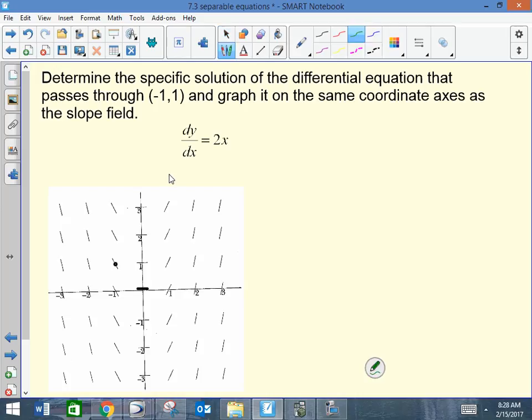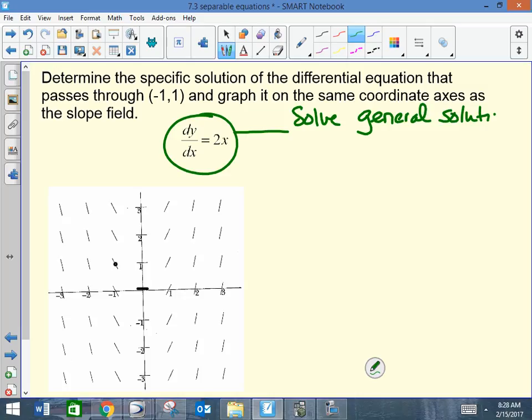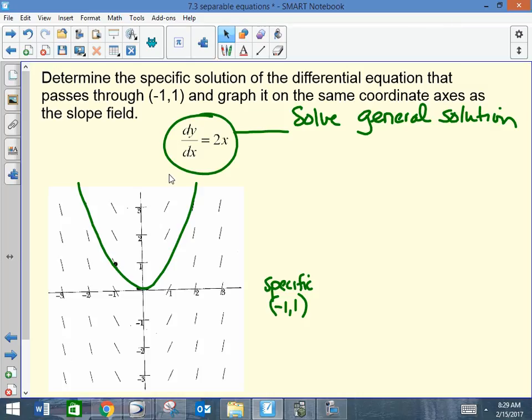Okay, now go ahead and solve for the general solution first, and then the specific solution, negative 1, 1. The closer your things are together, the more accurate your graph is going to be. But yeah, if you're graphing it, you're all done. Graphing it is a little bit more tedious to do.